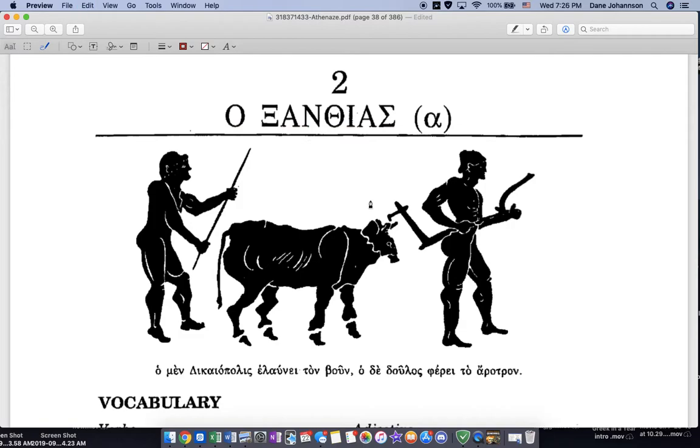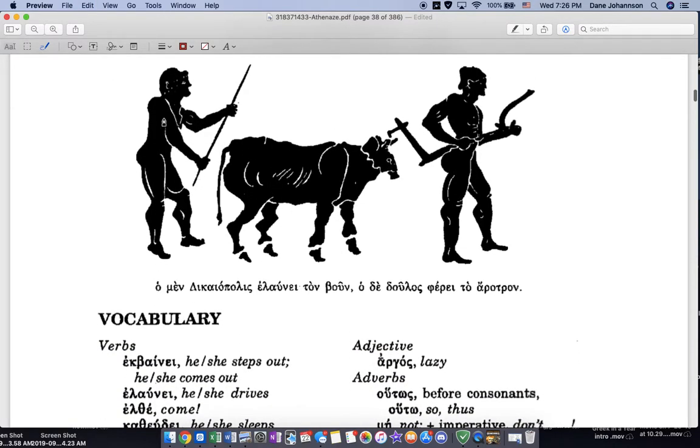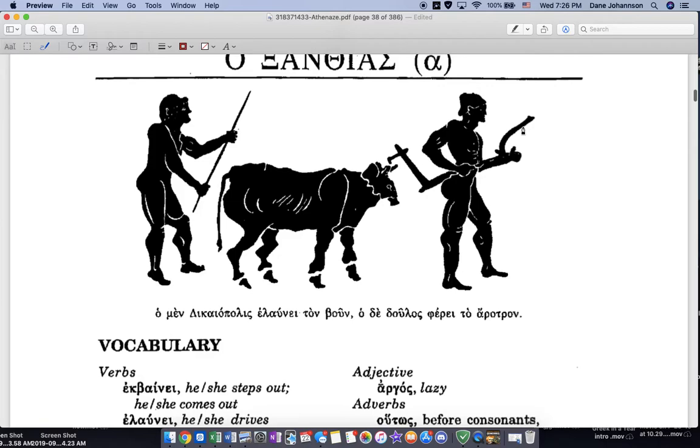So let's do it. Under here, here's Dicaeopolis. He's got the yoke. Here's the oxen. And here's Oxanthias, the slave. He's goading it. Or maybe I have it opposite. Maybe that's the slave, Xanthias. O men Dikaiopolis elavni ton voun, o de doulos feri to arotron. Yep, I had it backwards. So, to arotron, that's the plow. Yeah, that's the plow. To arotron. That's the plow.